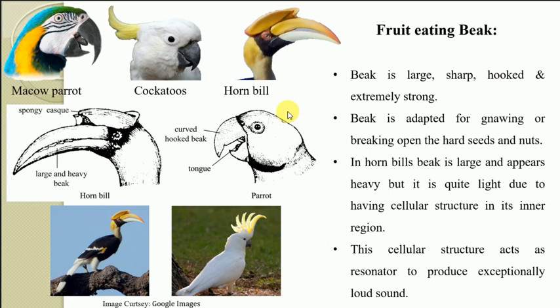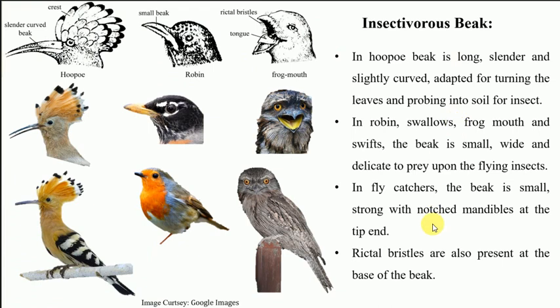Then the fruit eating beak is found in birds like the parrot, the cockatoo and the hornbills. Okay, so all these are birds which feed on fruits, and the beak is useful for piercing the fruit also. So this is about the fruit eating beak. The next one is the insectivorous beak. Now the insectivorous beak is characteristic of birds like swifts, swallows, flycatchers, hoopoes, etc. And it is also found in the frogmouth and robin.